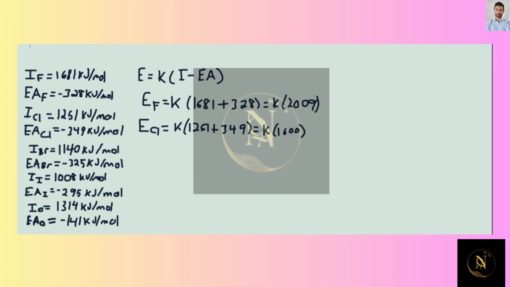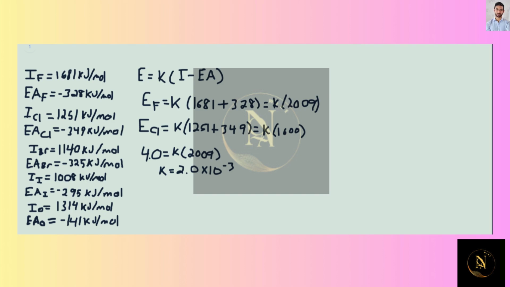All right, so using data in chapter 7, determine the value of K that could lead to an electronegativity of 4.0. So 4.0 is equal to K times 2009, and K is going to be equal to 2.0 times 10 to the negative third.